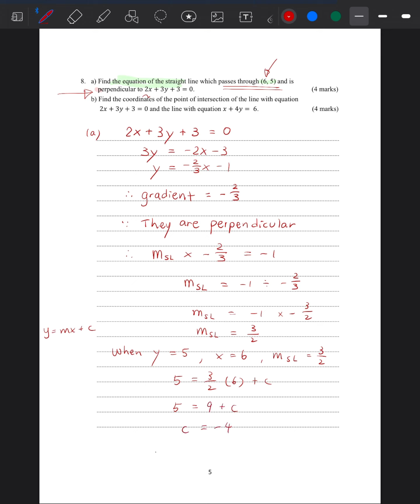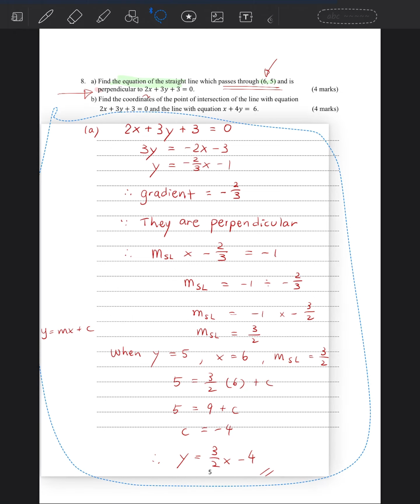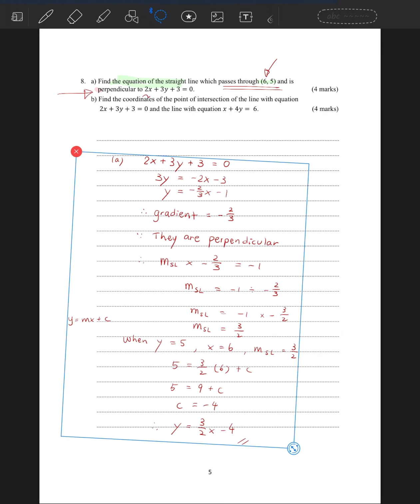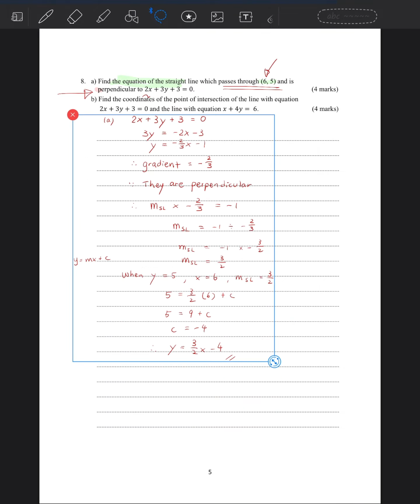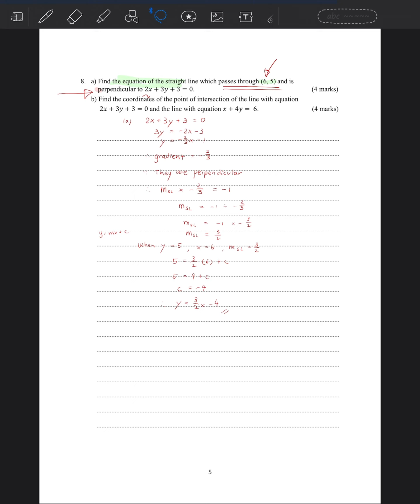So c is -4, so therefore it is y equals 3 over 2x minus 4. So this is your final answer. So that is part A. So always turn it to the format of y equals mx plus c, remember. So now let's look at part B.